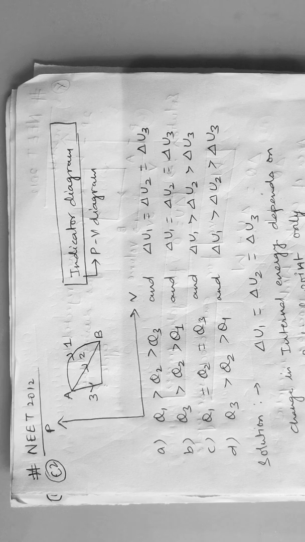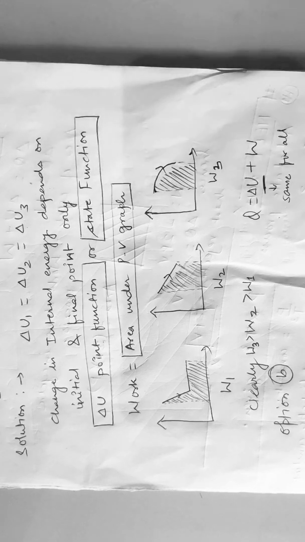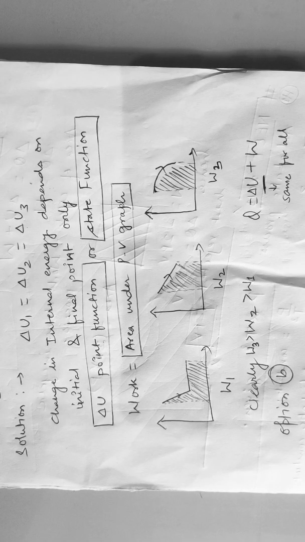Okay, so there are four relations in fact, relation for Q and internal energy change. So let us see which option can be correct. Okay, now let's talk about delta U. Since the initial and final point is same, delta U will be the same. Okay, delta U1 is equal to delta U2 is equal to delta U3. Okay, because delta U is a point function or state function, right?